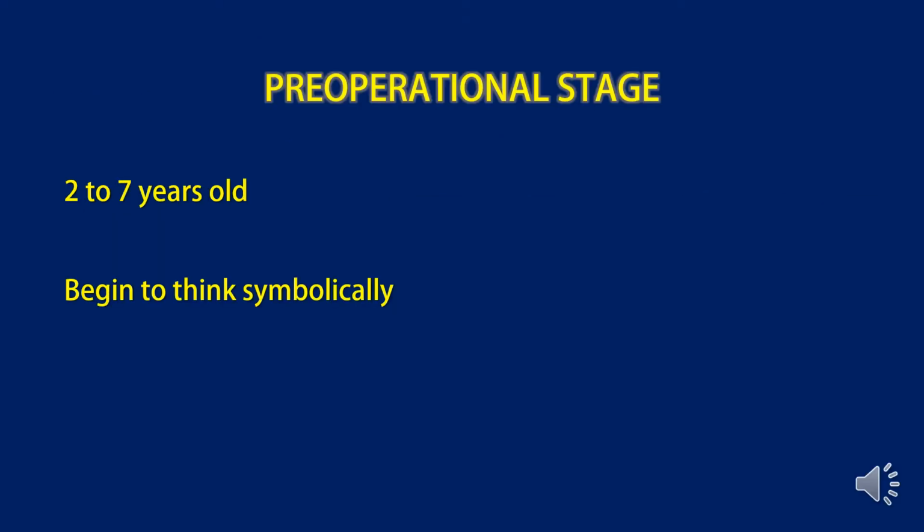The second stage described by Piaget is the pre-operational stage. It goes from approximately 2 to 7 years of age, and the main characteristic of this stage is that children begin to think symbolically. Let's watch.